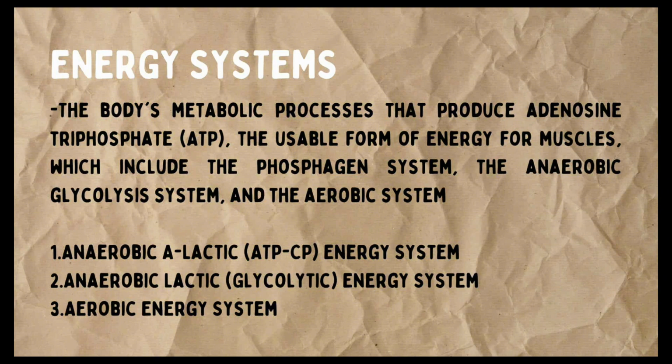Energy systems are the body's metabolic processes that produce adenosine triphosphate (ATP), the usable form of energy for muscles, which include the phosphagen system, the anaerobic glycolysis system, and the aerobic system. First, anaerobic alactic ATP-CP energy system. Second, anaerobic lactic glycolytic energy system. And last, aerobic energy system.